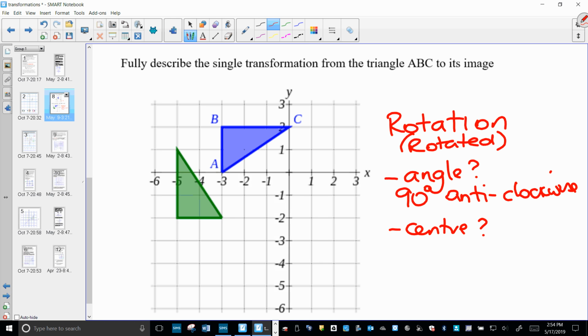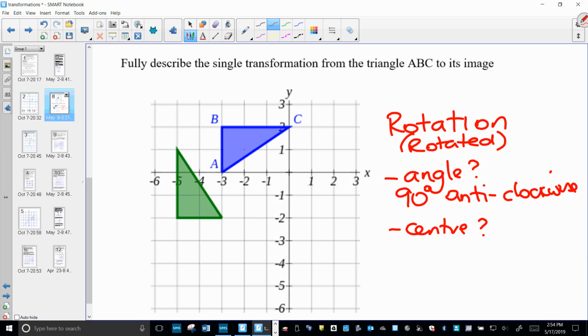This is clockwise, so this is anti-clockwise. As Brenda said, clockwise is the way the clock is labelled, yes? 1, 2, 3, 4, 5, 6, 7, 8, yeah. Now we need to learn the centre of rotation. Now this is hard, okay?